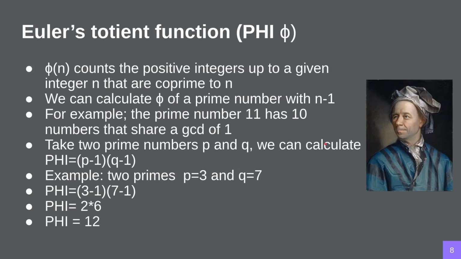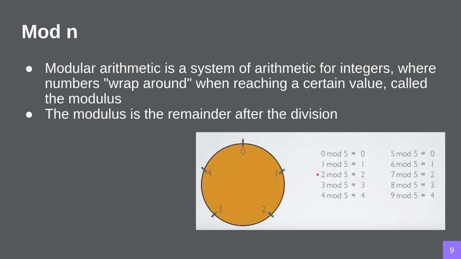Another thing we need for the algorithm is the totient function, and that's really easy to work out. We just get two numbers that are prime, we take away 1 from each and we get the product of those two numbers, and we call that phi in the algorithm. Then we have modular arithmetic.